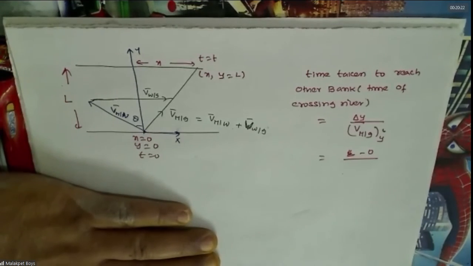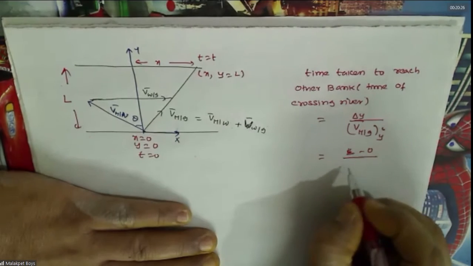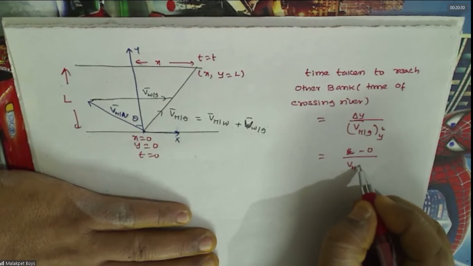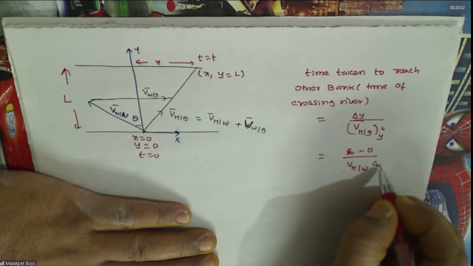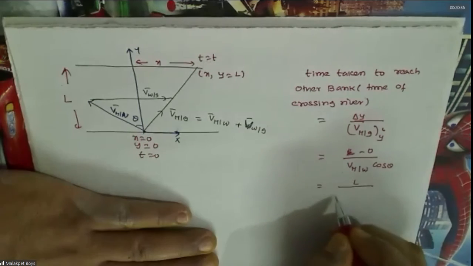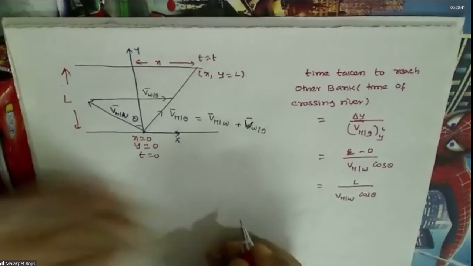Velocity of water with respect to ground? No, no. Y component, velocity of man with respect to ground, VMW cos theta. Okay, the x component is this. L by velocity of man with respect to water into cos theta.